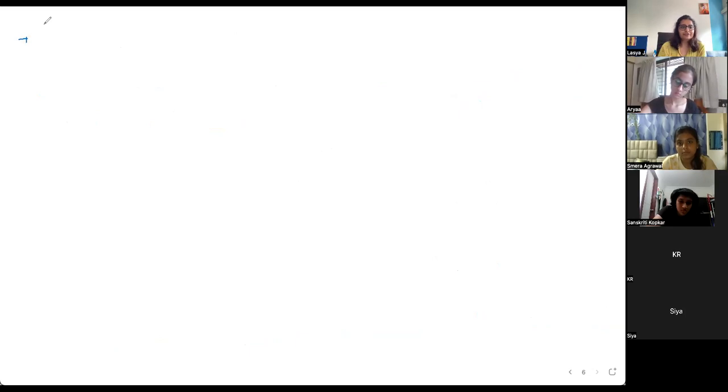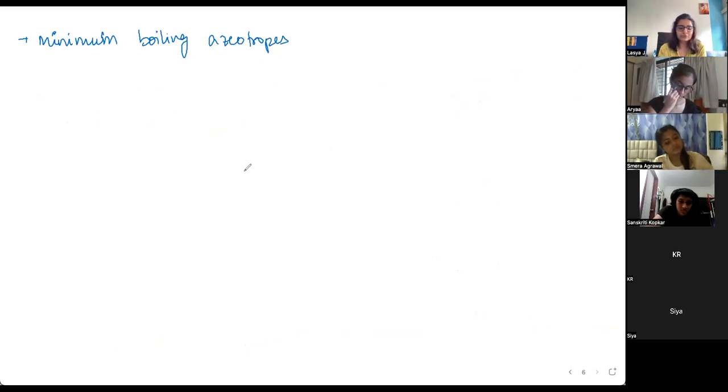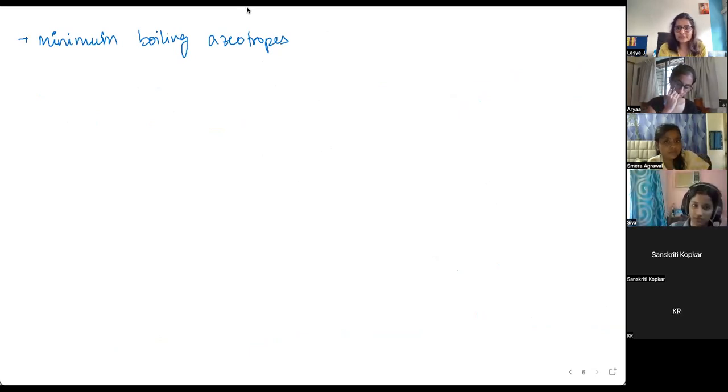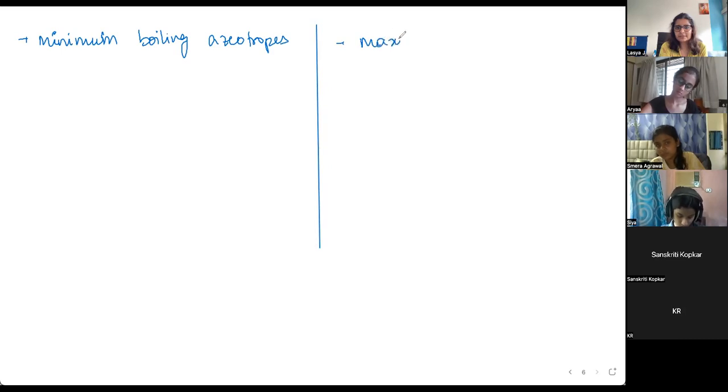Okay, so we have two different types of azeotropes. You have minimum boiling azeotropes, and you have maximum boiling azeotropes. We'll do one at a time. We'll start with minimum boiling and then do maximum boiling. Or do you want to do it as a comparison? Like divide the page, you can do that also. Similar points in both cases, so let's do it this way. We have minimum and we have maximum boiling.